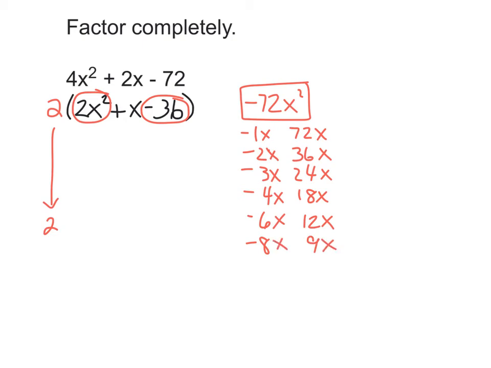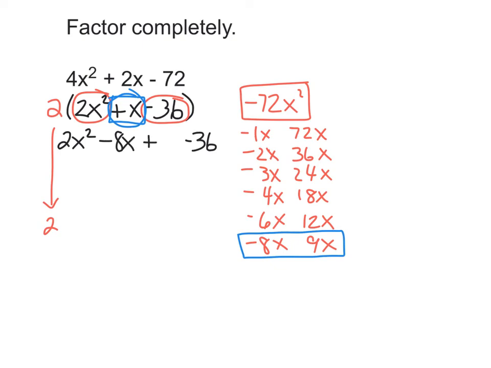Quite a few. So now we're looking again for the ones that when you add them, you get positive 1x in the middle. So right here you'll see that if you add negative 8x and positive 9x, you'll get positive 1x. So now we're going to separate out the 2x squared, the first term, and the negative 36, which is the last term. We're going to put negative 8x in the middle and positive 9x. Put that vertical line down the middle of the two terms right here. And then we're going to factor out the GCF.